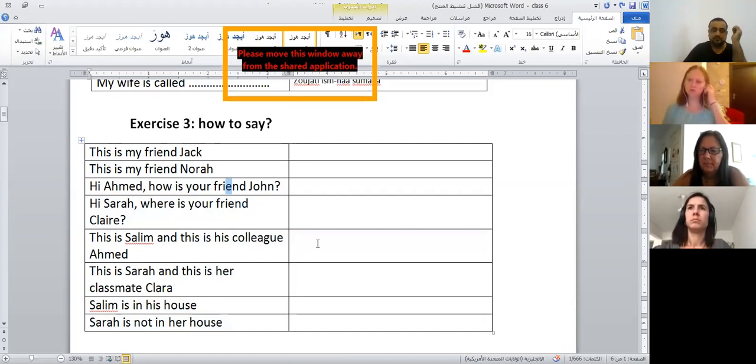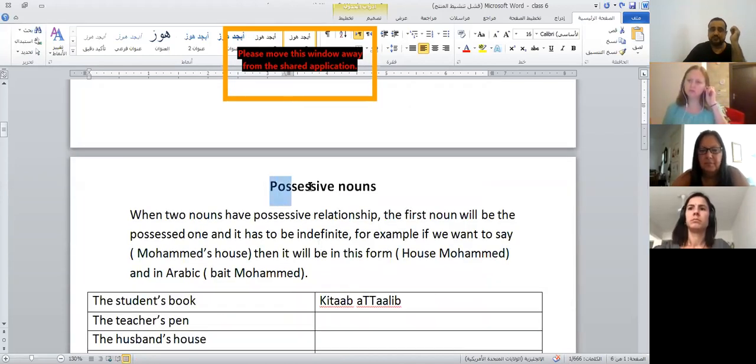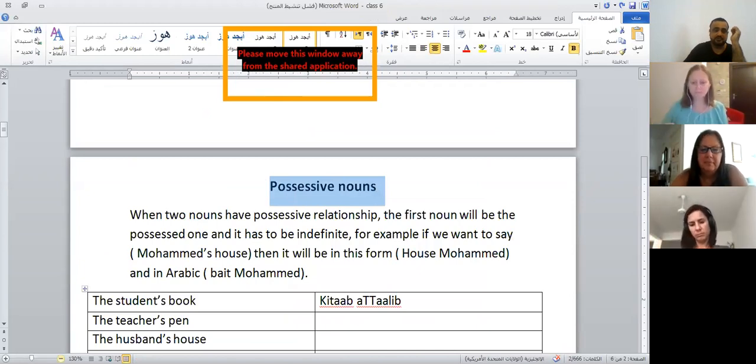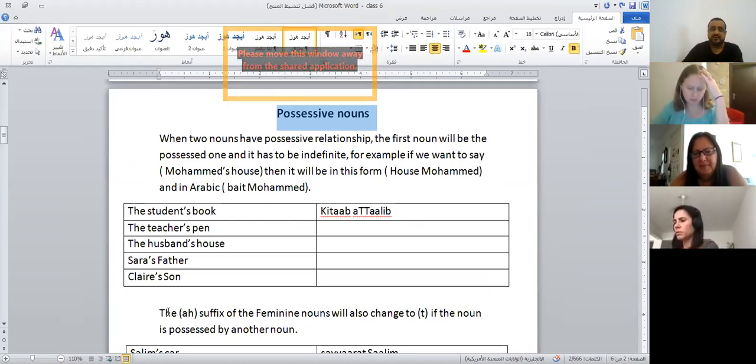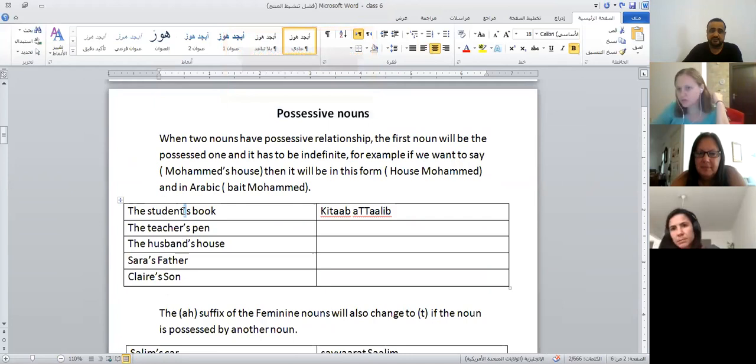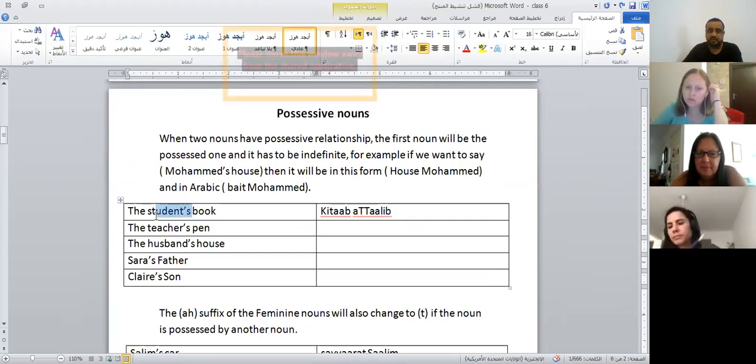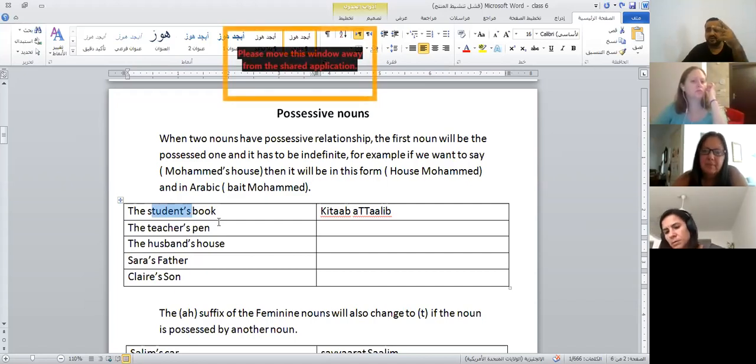Okay, we're ready to move to the next point, which is possessive nouns. What do I mean by possessive nouns? Even native speakers don't know what these are, but in English you use the apostrophe to say the student's book or Muhammad's car or Dominica's house: two nouns together that have a possessive relationship.